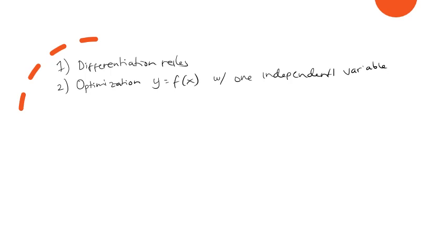Okay, and next is to learn also about optimization of y with two independent variables x, z. Two independent variables.